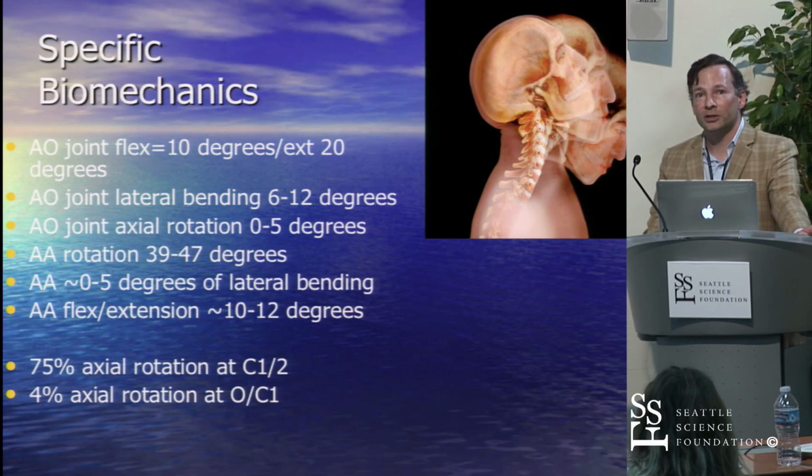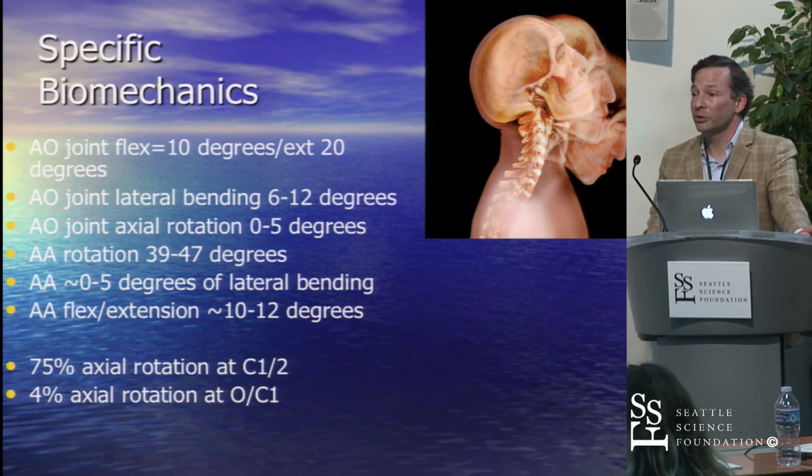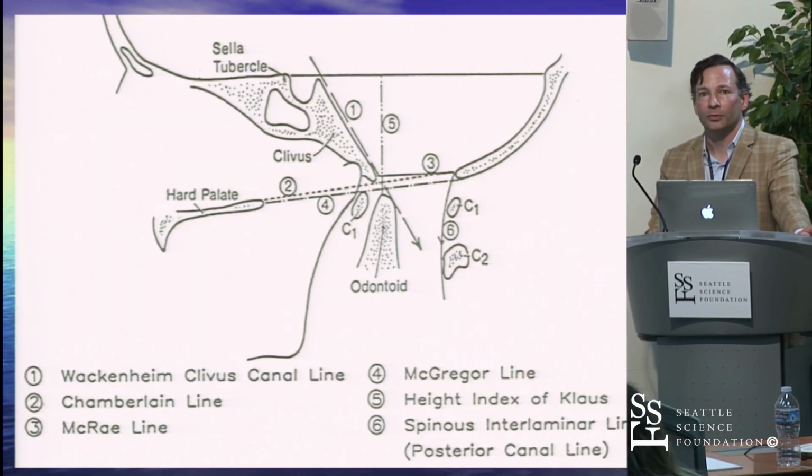You'll see, starting at the top, that atlanto-occipital joint flexion is about 10 degrees, extension is about 20 degrees. Lateral bending of the AO joint is anywhere from 6 to 12 degrees. Rotation of the AO joint is 0 to 5 degrees, depending on how you measure that. Rotation of the atlantoaxial joint is about around 45 degrees as a mean. And atlantoaxial flexion and extension are about 10 to 12 degrees.